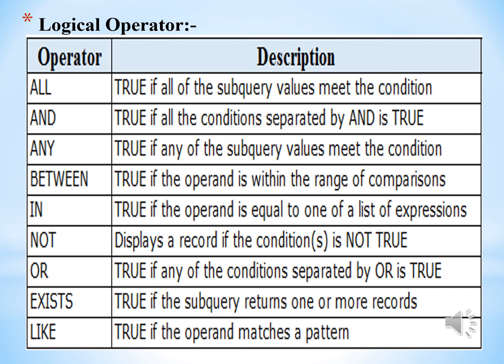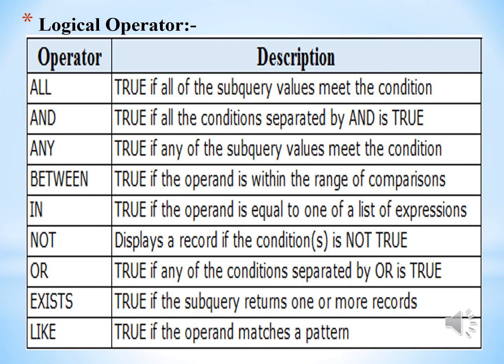And then IN: true if the operand is equal to one of the list of expressions. Then NOT: displays a record if the condition is not true. Then OR: true if any of the conditions separated by OR is true. EXISTS and LIKE: EXISTS is true if the subquery returns one or more records, and LIKE is true if the operand matches a pattern.